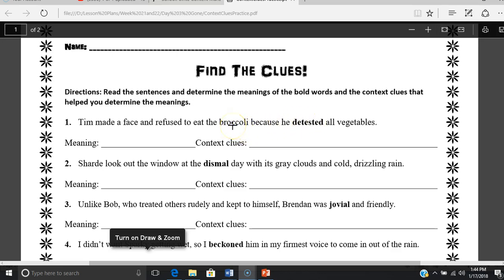I know that it talks about vegetables. I know that it talks about him making a face. Now, usually when I make a face, it means that I don't like something. So I can infer that what he's saying and what the word detested means is that he hated the vegetables. What context clue helped me figure out that he hated vegetables?